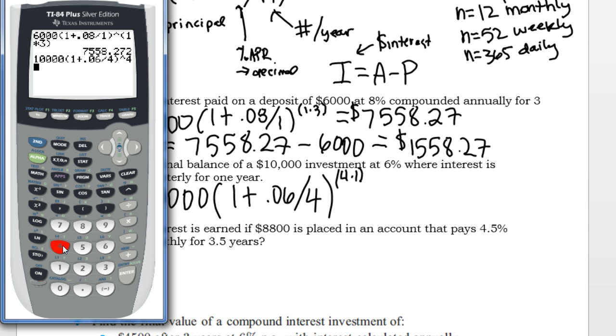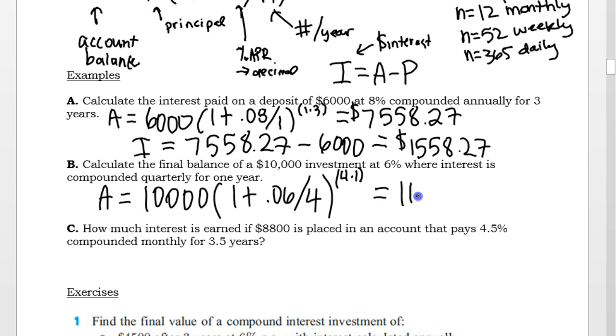And I'll just do to the power of 4. 4 times 1 is 4. And we have now $10,613.64.